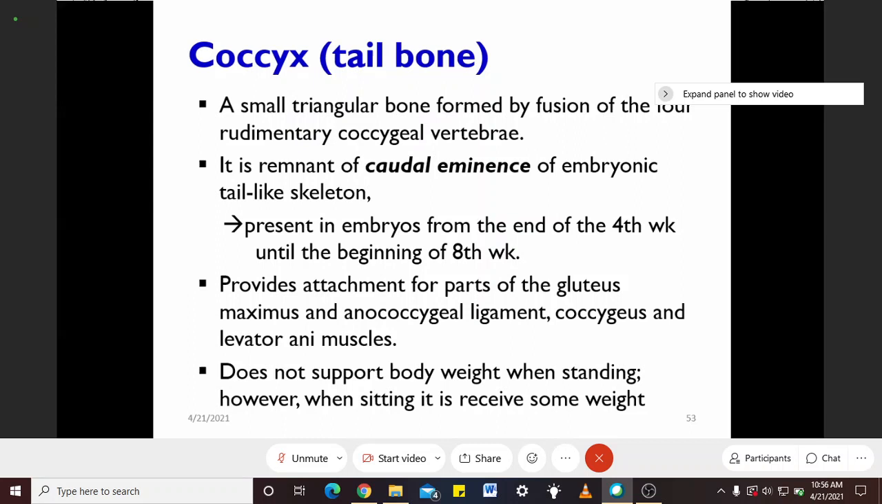Still, this one is a triangular bone, which is formed by a fusion of 3 up to 5 bones. But most of the time, we take the average, and most people have four fused rudimentary coccygeal vertebrae. And as you know, its common name is tailbone because it is a remnant of the caudal end of the embryonic skeleton, which is a tail-like skeleton.